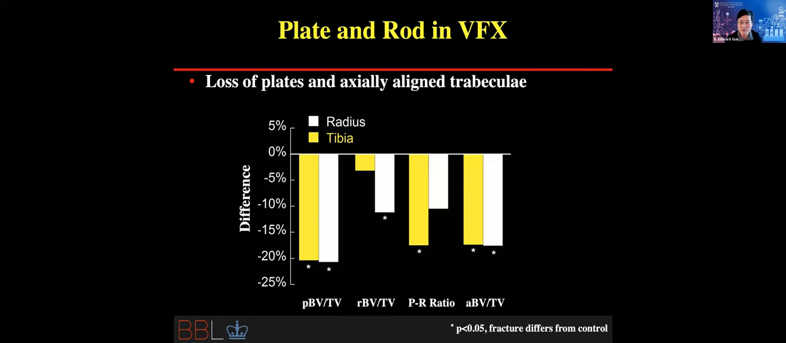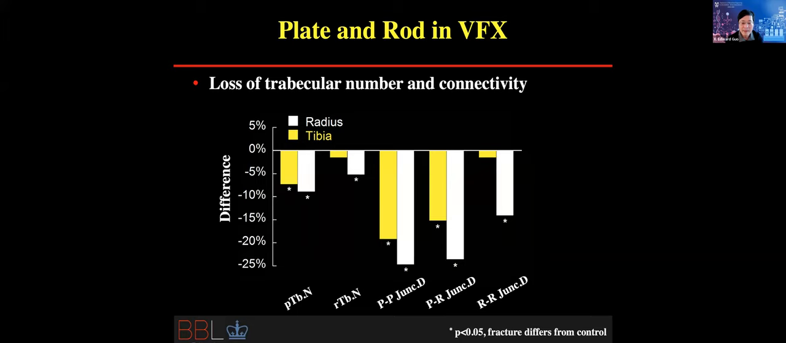That's actually very interesting because, as I mentioned before, the axial bone aligned in that direction really determines the mechanical properties here. And if you look at what the mechanism of loss turned out to be, you lose a significant number of plates. So P.T.b.N, that's the number of plates. And then you also lose the connections, that's called PP junctions, PR junctions, RR junctions. So the loss is in trabecular number and also connectivity.